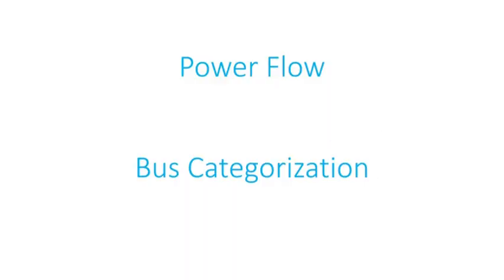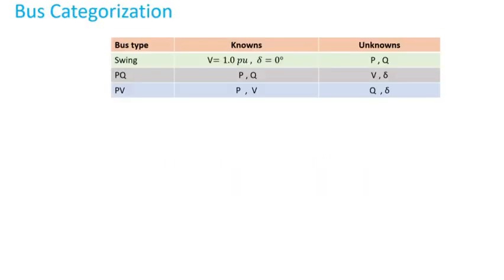In this video, I'll talk about how buses are categorized when you're talking about steady state power flow. There are three types: the swing bus, the PQ bus, and the PV bus.